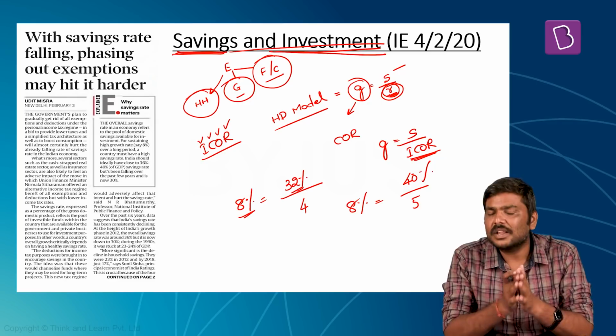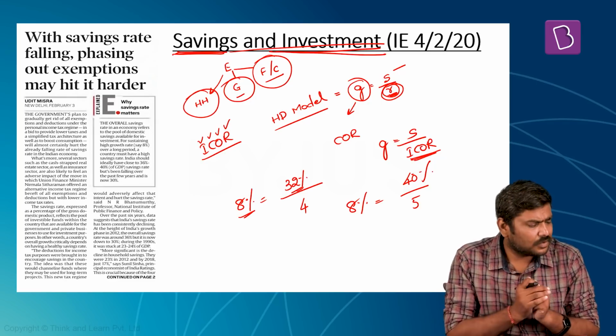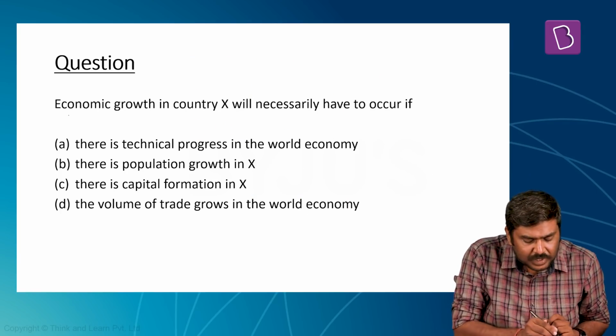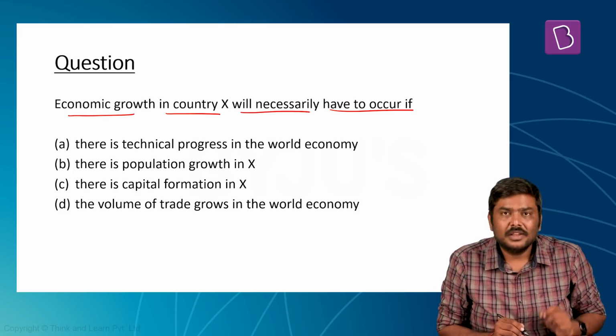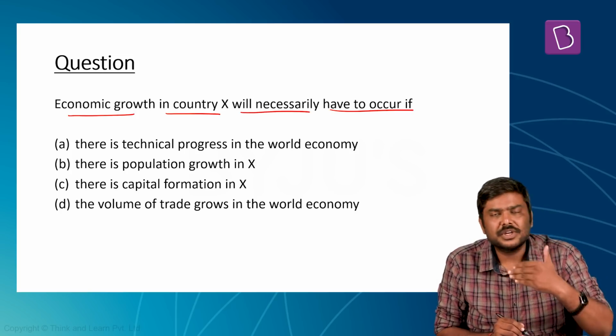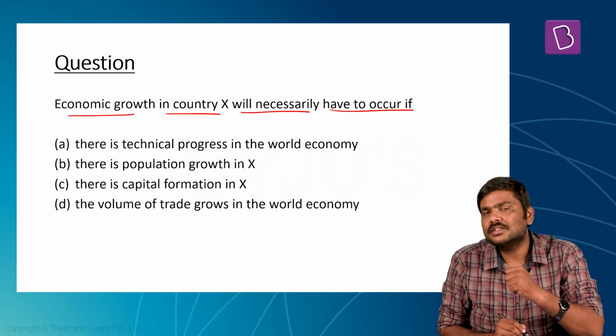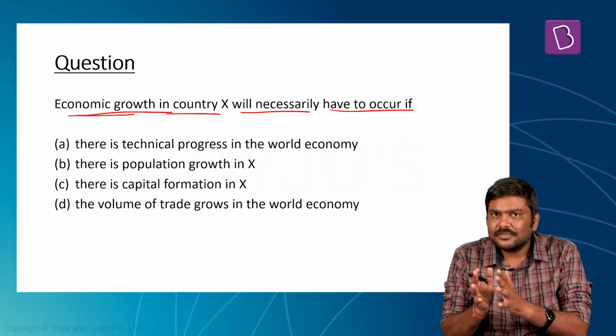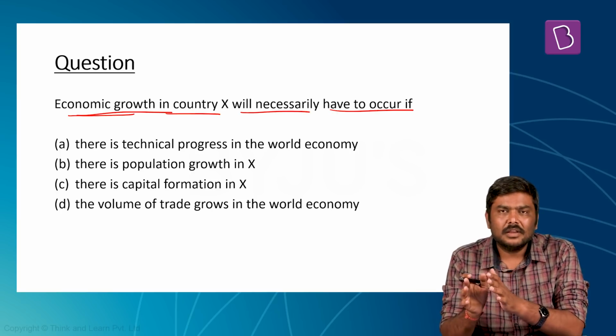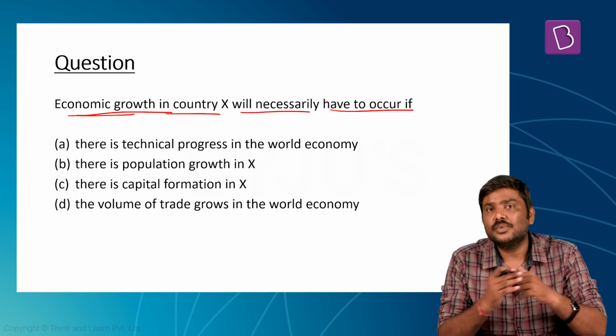Now based on this particular discussion, let's look at certain questions. 1. Economic growth in country X will necessarily have to occur if. This particular question as well as the next question, I've taken it from the UPSC paper itself. This particular question basically says, in a country X, economic growth will happen under which of the following situations.